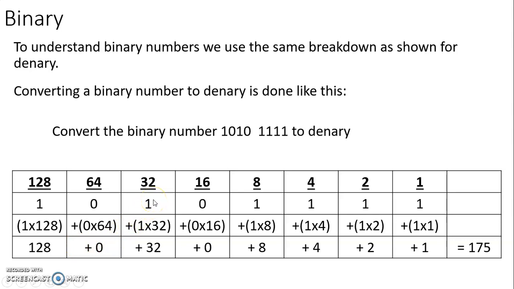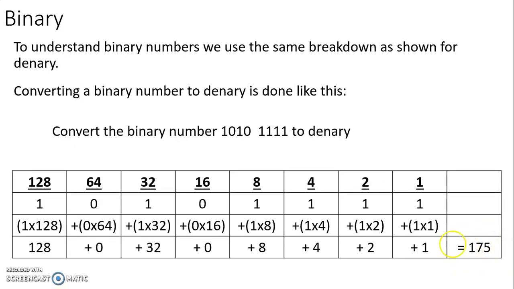32 has a 1 underneath it, and therefore we add that to the sum. 16 is empty, so we don't add that. There's a 1 underneath 8, so therefore it gets added to the final sum. The same goes for 4, for 2, and for 1. And therefore, we end up with a denary value of 175.